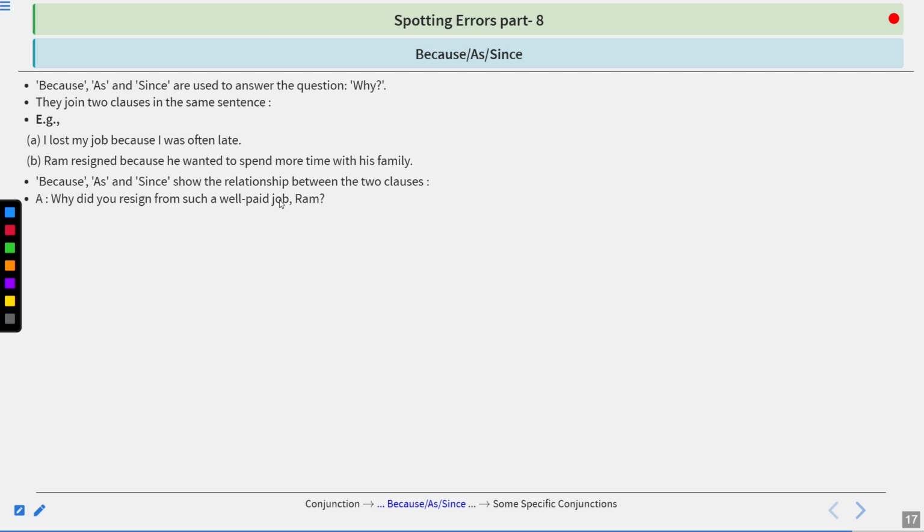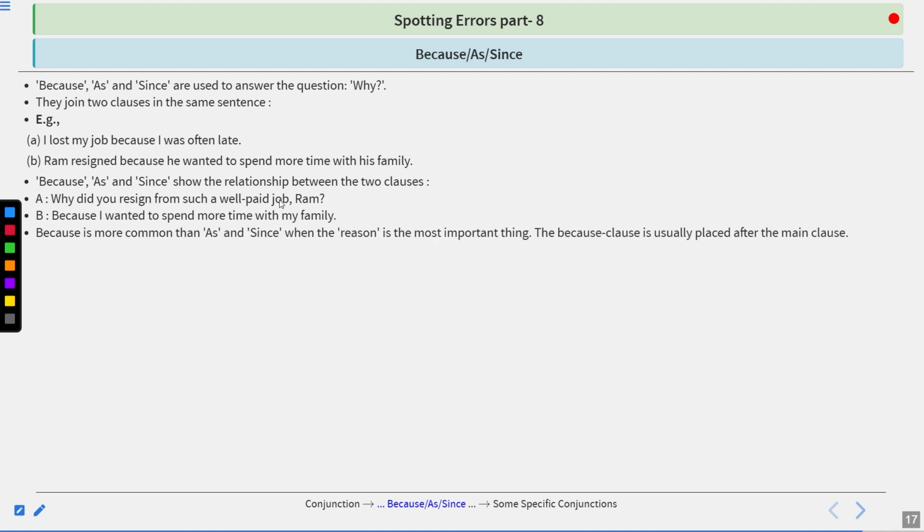Why did you resign from such a well paid job, Ram? Because I wanted to spend more time with my family. So this is the answer. It shows the relation between two clauses. Because is more common than as and since when the reason is the most important thing. The because clause is usually placed after the main clause. So use because after the main clause.